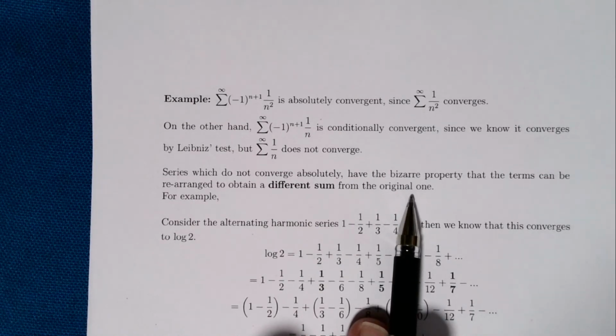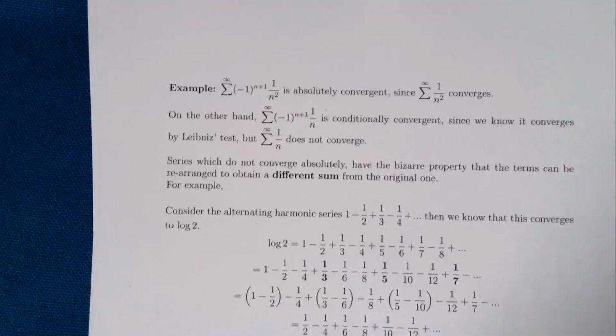If I give you 5 numbers, you can add them up in any order you like, and if you don't make a mistake, you'll get the same answer every time. For these conditionally convergent infinite series, if you change the order in which you add up the terms, you can actually change the sum. And I'm going to show you a little example of a rearrangement here.